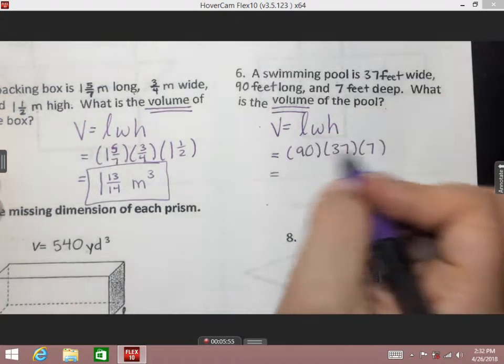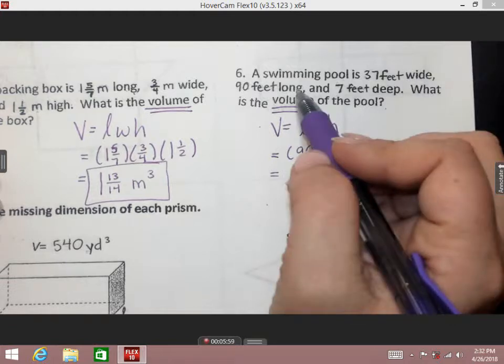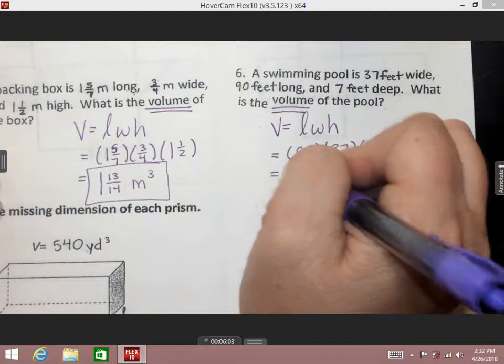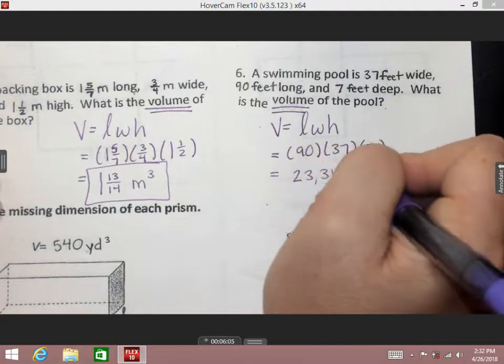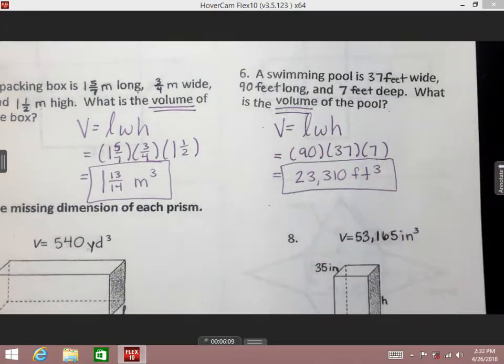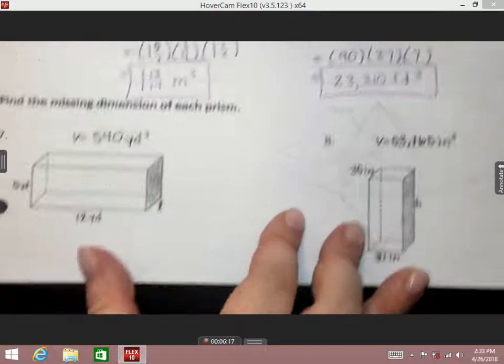Technically, we'll get the same answer no matter the order, but because it does specifically list these as wide, long, and deep, I would want them in the correct order, and we get 23,310 feet to the third, or feet cubed. Okay, all those problems are finding volume, using the formula, working it out the exact same way. Hopefully, these will be an easy part of the test that we can breeze through.